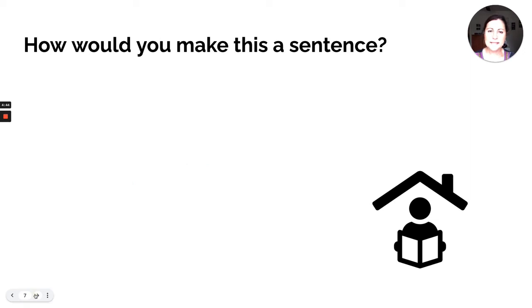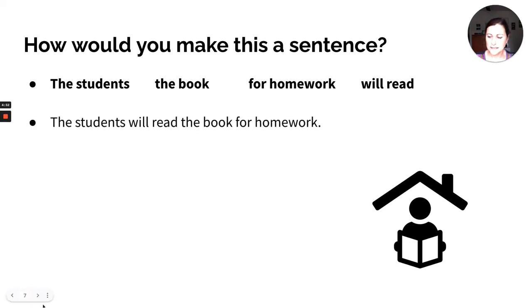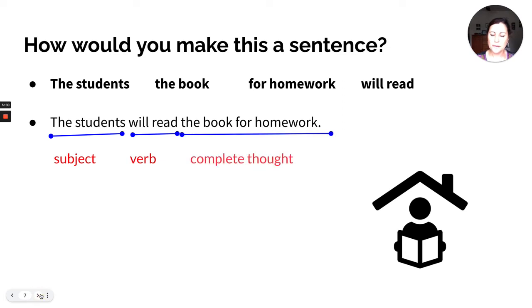How would you make this a sentence? What's the subject? The students. What are they doing? Will read. And what are they reading? The book for homework. So we have a subject, verb, and complete thought.